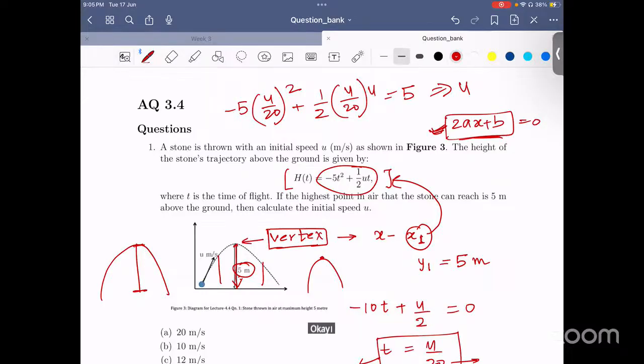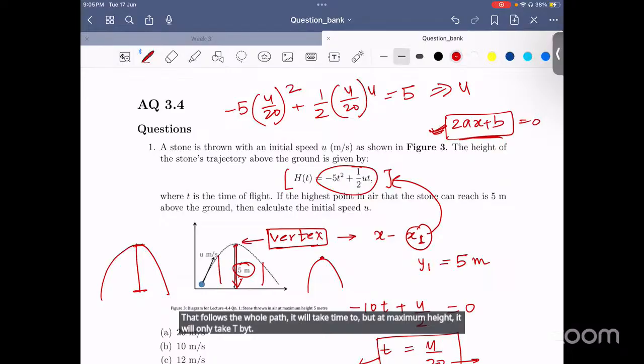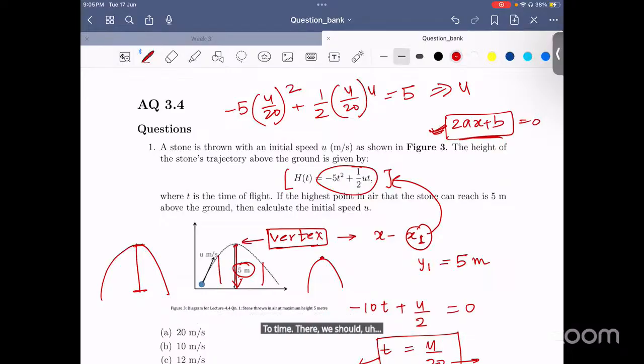Sir, here the time t which is given is the total time of flight. It means when it launches from the ground and lands, it follows the whole path and will take time t. But at maximum height, it will only take t by 2 time. There we should take t by 2 time, no? Here at maximum height, that is 5 meters, the total time should be t by 2, according to me.